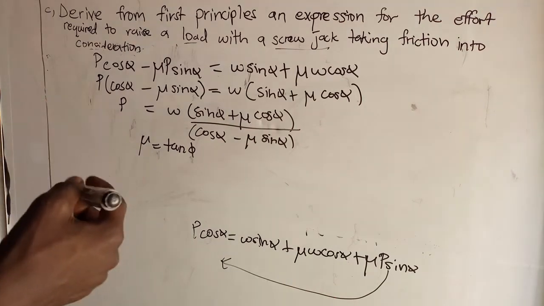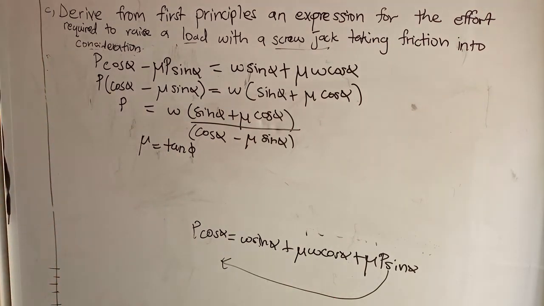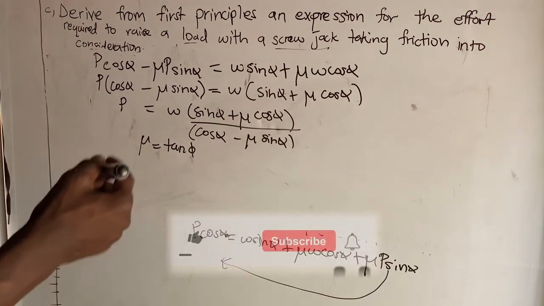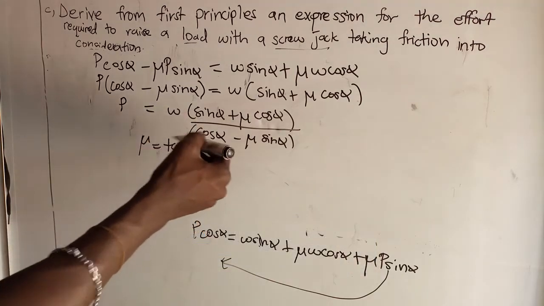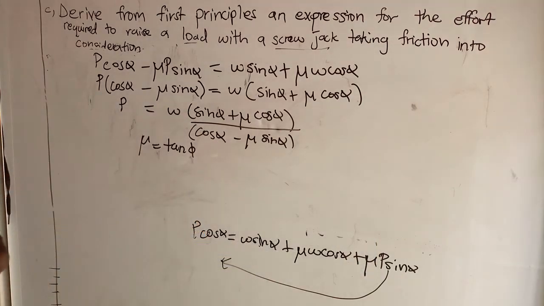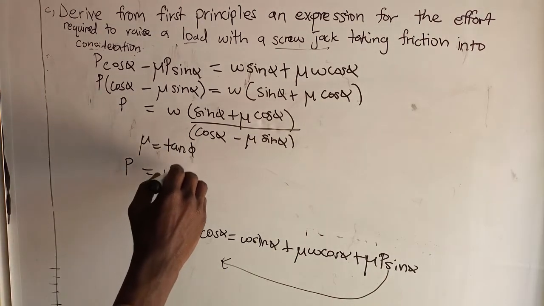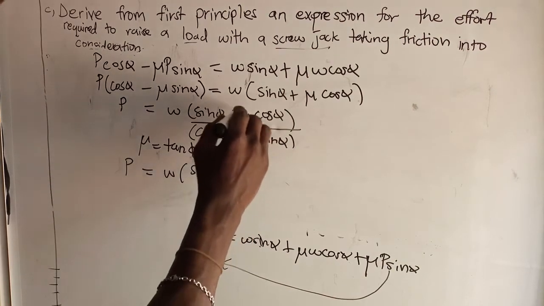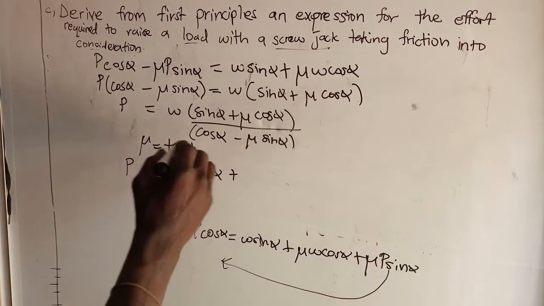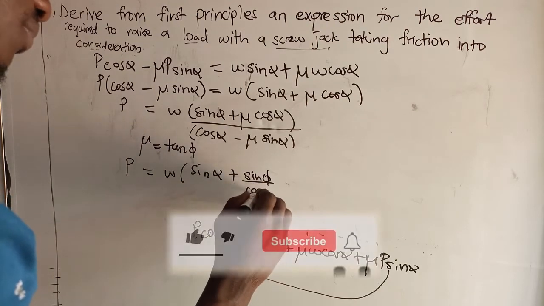But if you read something about the inclined planes, this is very true, that the coefficient of friction equals tan alpha, and alpha is the limiting angle. So in my next step, I'm going to substitute mu with tan phi, and this is what I will create. My P will equal W into sine alpha plus, where there is mu, I'm going to put tan phi, but tan phi is sine phi over cos phi.